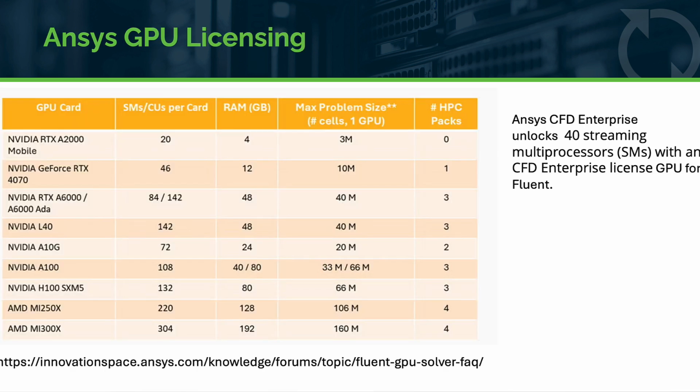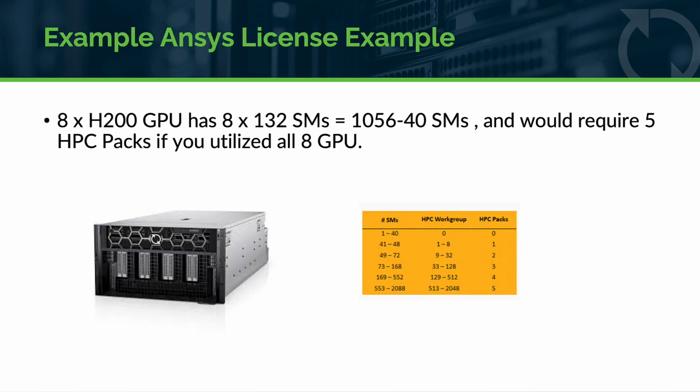So I'll talk a little bit about Ansys if you're an Ansys shop. They're going to have this thing called streaming multiprocessors, SMs. So each GPU has a published SMs in the datasheet you can find. This is a little table that Ansys puts together, which is nice, that shows you the number of SMs. You get 40 SMs for free with a CFD Enterprise license. And basically, the more powerful GPU, the more SMs you're going to need, and therefore the more HPC packs that are required.